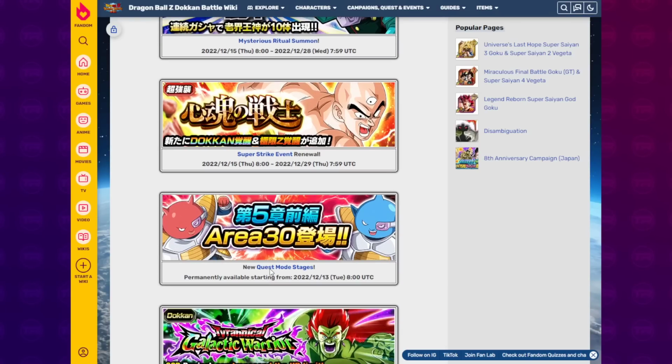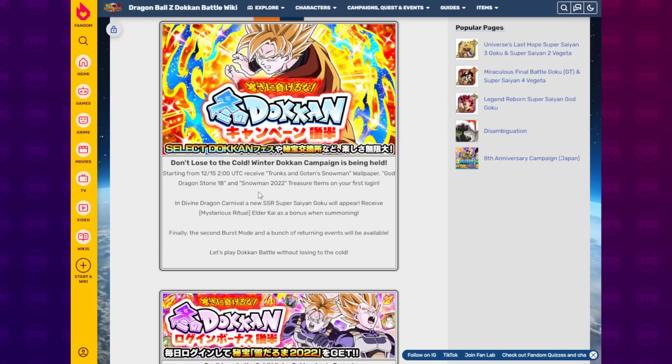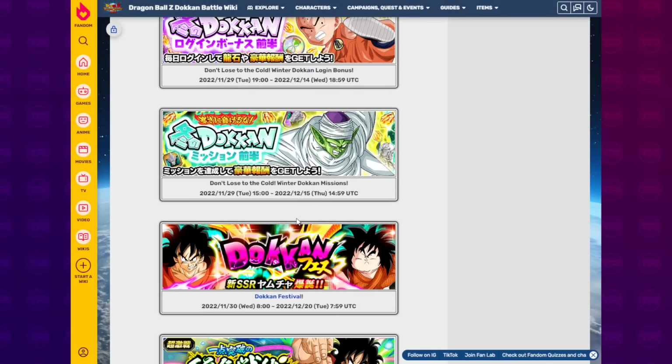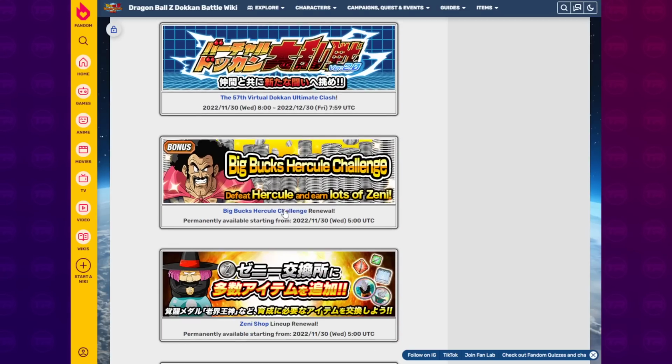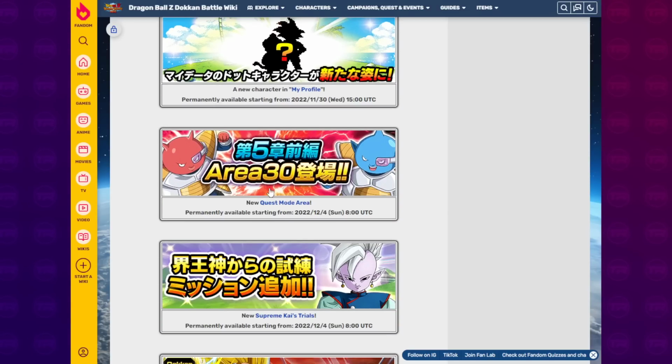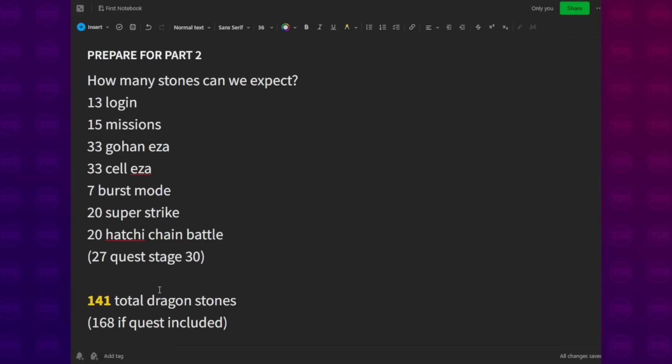For example, this took place during the Yamcha Dokkan Festival Part 1 and the Goku Part 2. So if they were to do this all at once and cram it into the Part 2 of the celebration that we have coming up, it would be a little bit wonky and weird. So that is why I don't think Quest Mode is going to be coming. But if you want to count it, feel free.